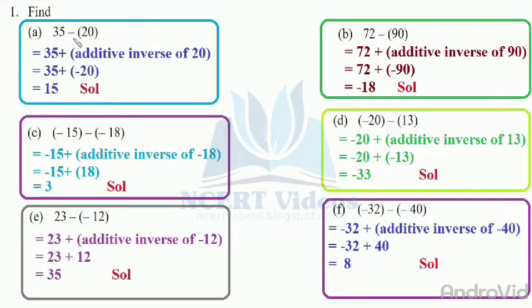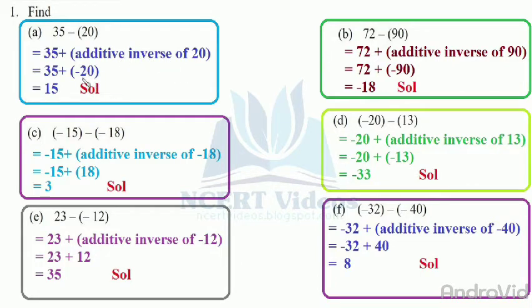So here minus can be written as addition of the additive inverse of the number we are subtracting. In this case we have to subtract 20, but in this chapter we have learned that minus can be converted into plus by making the other part, that is here 20, its additive inverse. So you see here 35 as it is, and the additive inverse of 20 is minus 20.